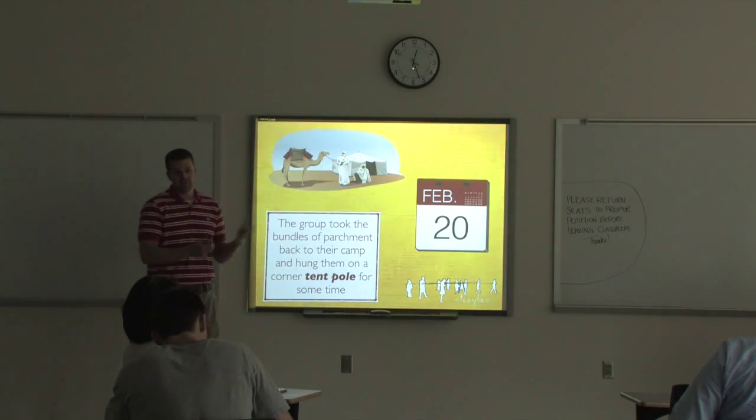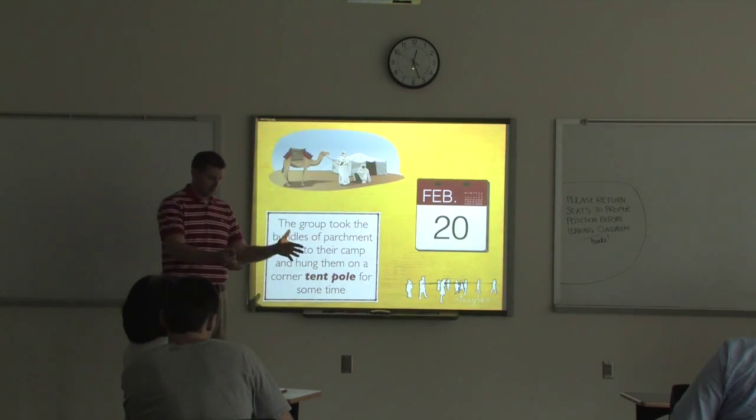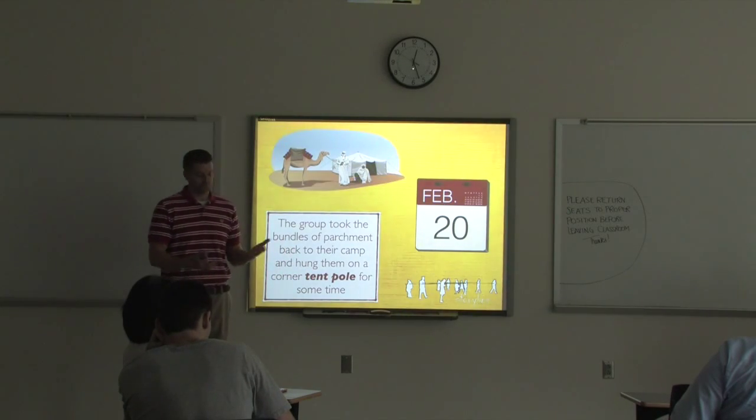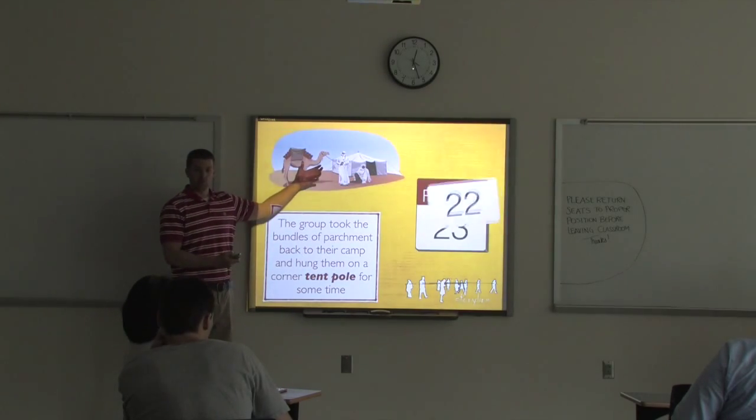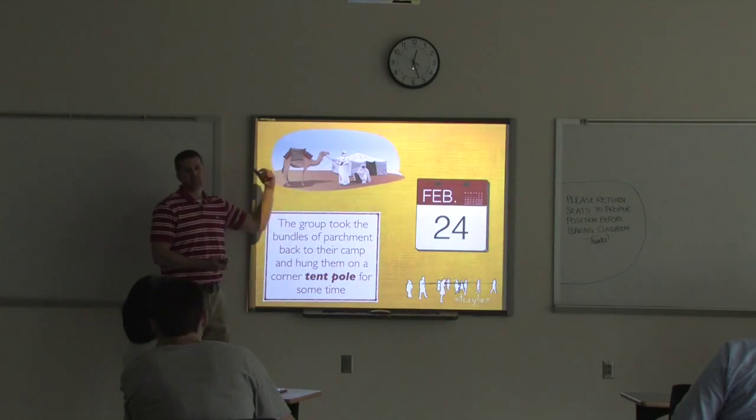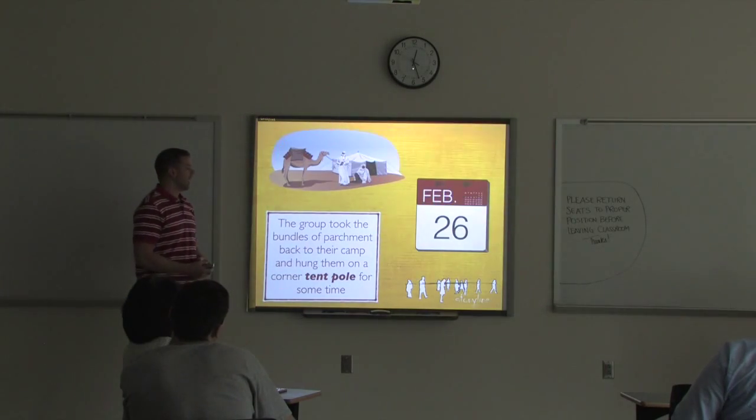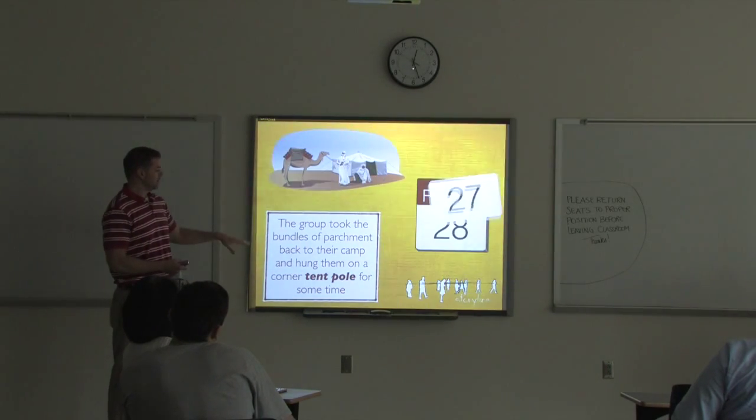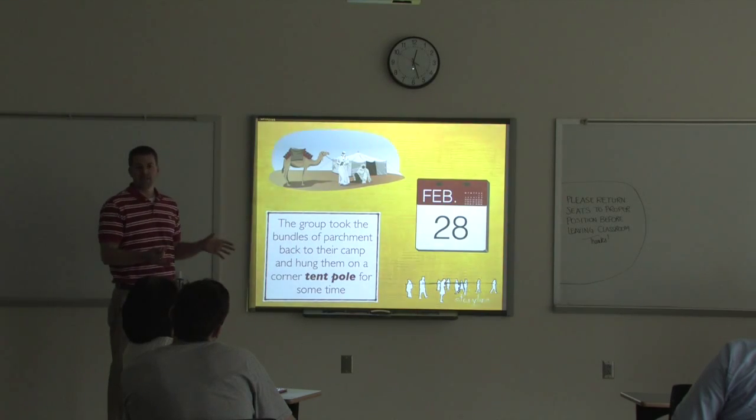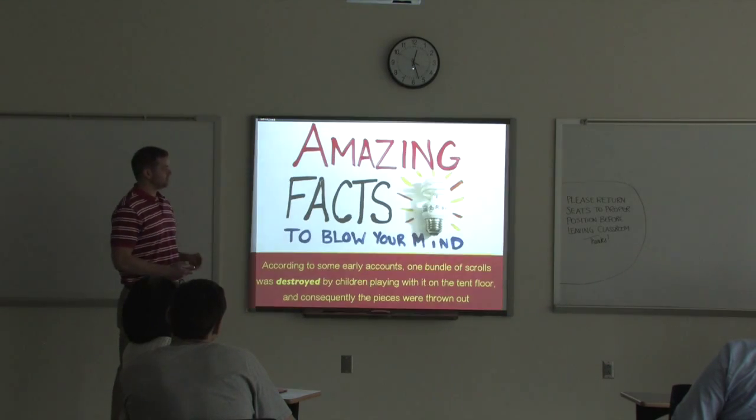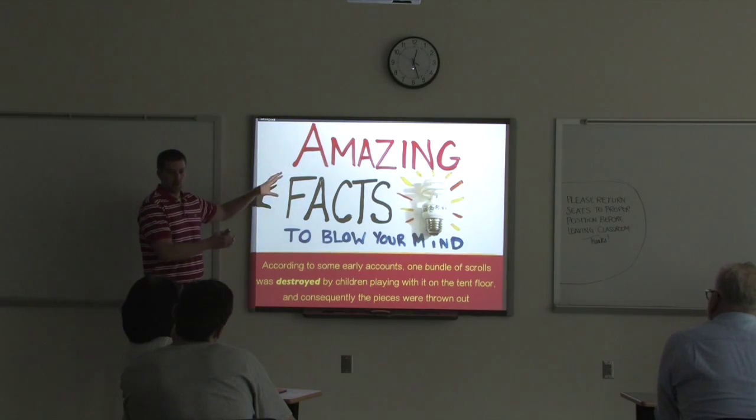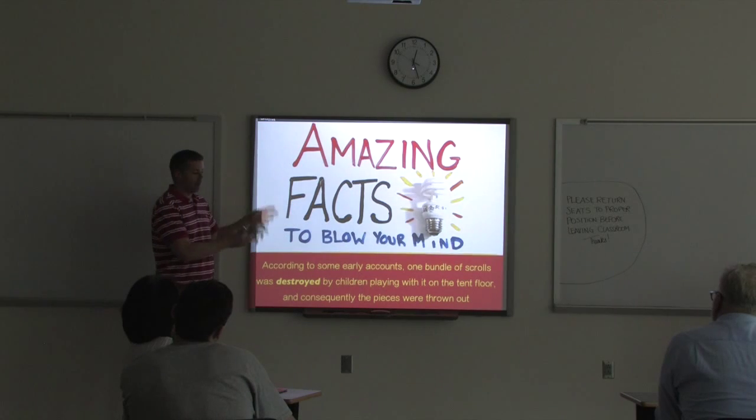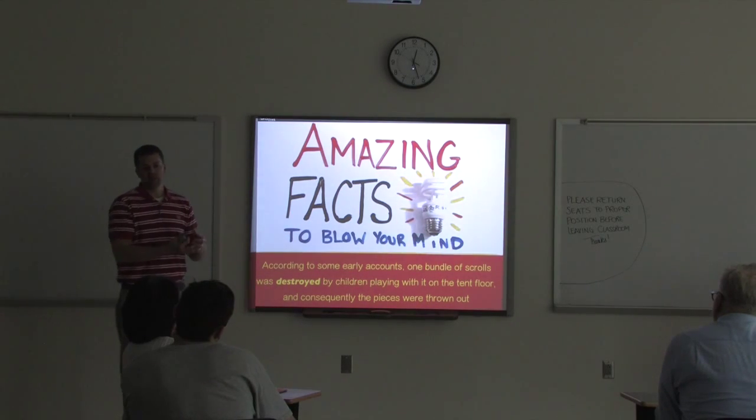Now, they took these, and of course, they didn't realize what they had. They knew that these were old texts, maybe they could get some money out of them. So they take these texts back to their tent, and they hang them on the tent pole. They're just hanging there, and days pass, and days and days pass. They hang them for a long time, not even thinking anything about it. What's interesting about that is this. According to some accounts, a bundle of scrolls they brought back, which we don't have now, was taken by young children in the group, and they played with them on the ground.